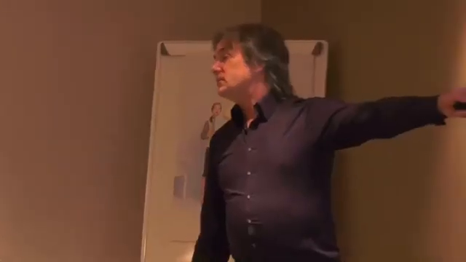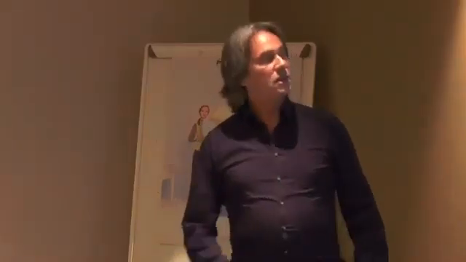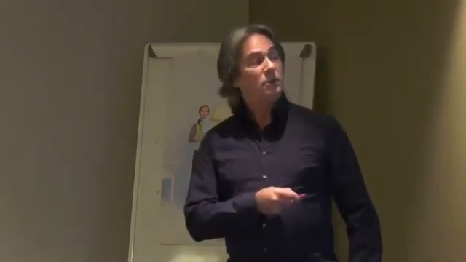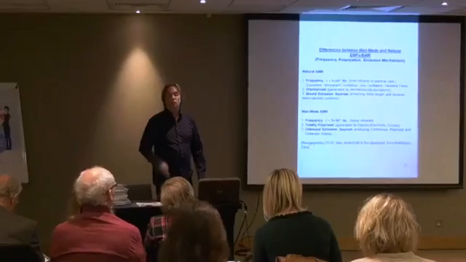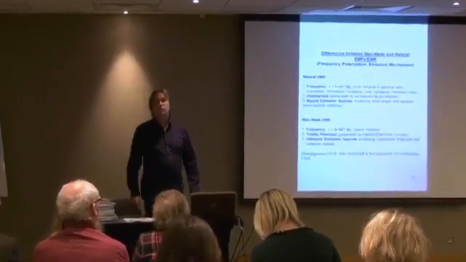I already told you the differences between natural and man-made electromagnetic fields. These are tremendous differences: in frequency, in polarization, and in the way they are emitted. In the natural emissions, we have bound emission sources. We have bound electrons, bound electric charges on atoms and molecules, while in man-made fields produced by electric and electronic circuits, we have unbound, free electrons accelerating within the circuits, within metal wires, and producing continuous, uninterrupted waves.